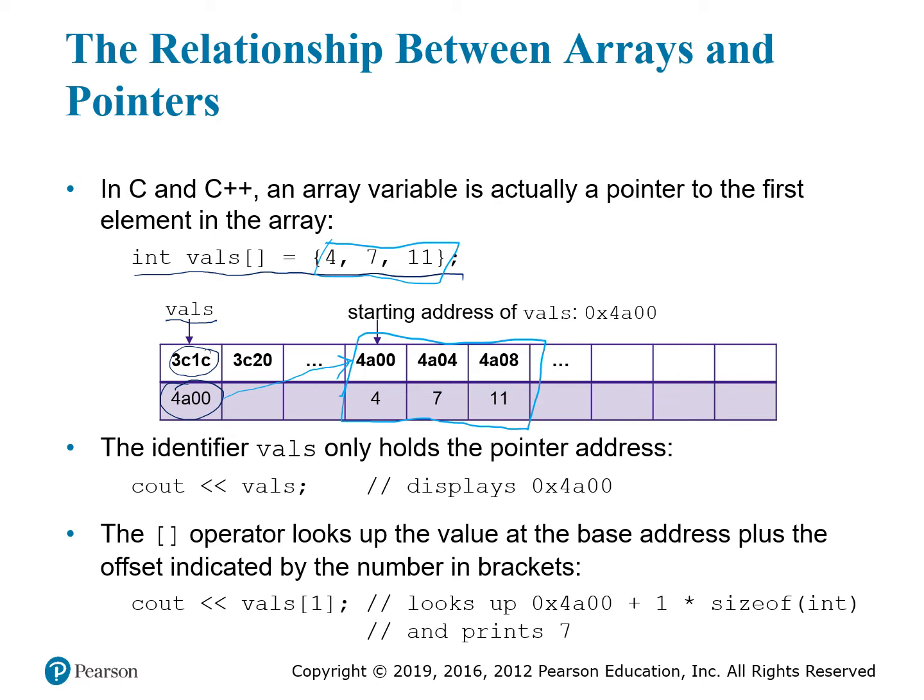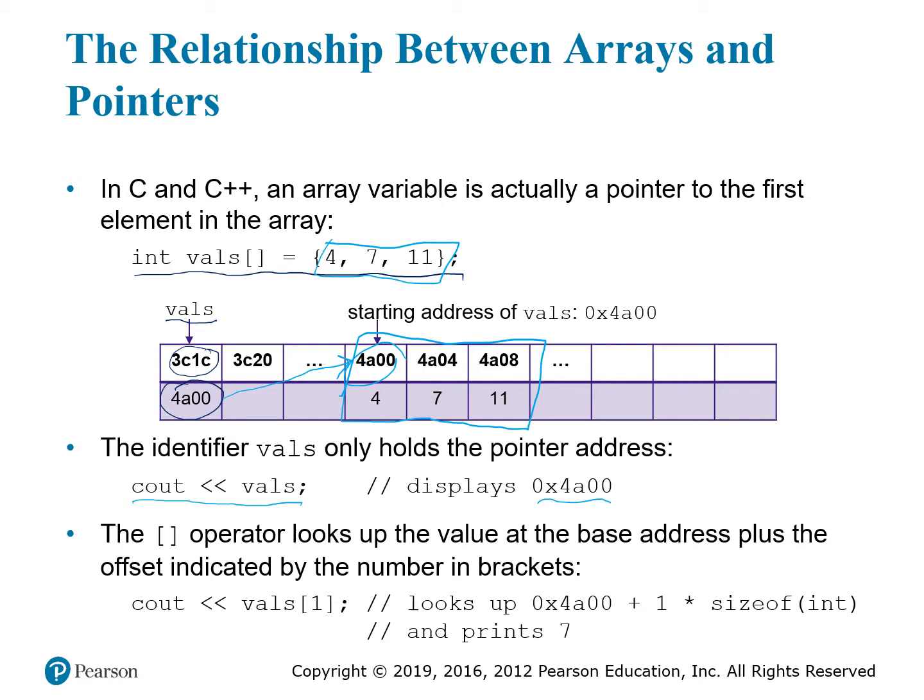So if we actually output vals, if we did cout vals and we didn't use the bracket operator, that would display the memory address that vals points to. The square bracket operator looks up the value at the base address plus an offset indicated by the number in brackets. Okay, now ints in this system take up 4 bytes. So the first one is 4A00, the next one is 4A04, the next one is 4A08, okay?